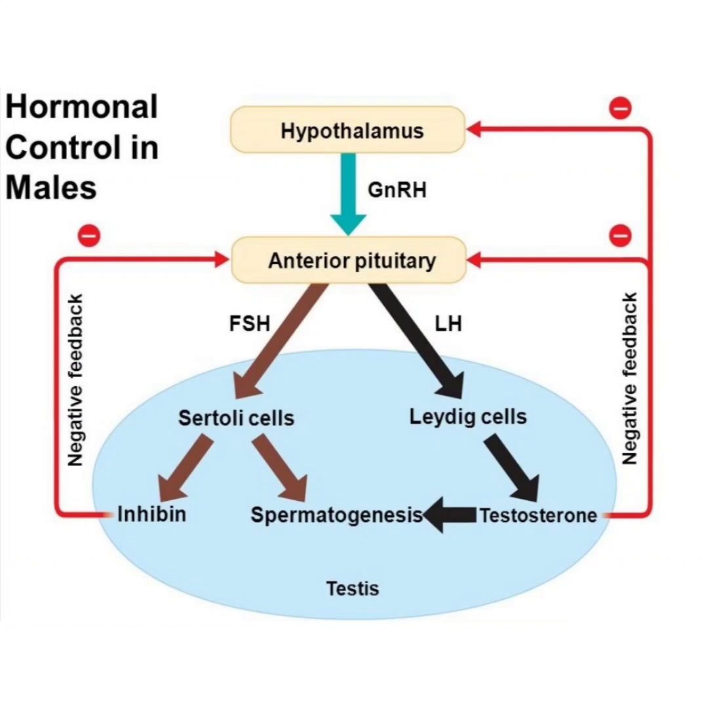So to sum up, what is the hormone control? The hypothalamus releases the gonadotropin releasing hormone. It stimulates the anterior pituitary. The anterior pituitary secretes the follicle stimulating hormone and the luteinizing hormone. The follicle stimulating hormone stimulates the Sertoli cells.